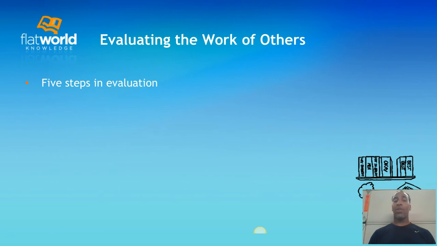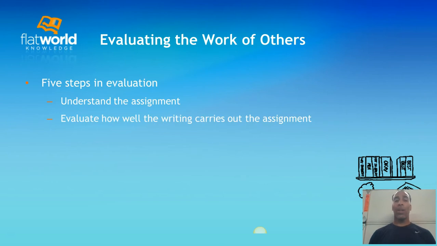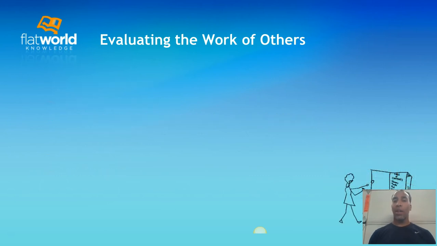Evaluating the work of others. So there are 5 steps in evaluation. So 1, you want to understand the assignment. If you don't understand the assignment, then how can you truly evaluate it and be helpful to them? Evaluate how well the writing carries out the assignment. Evaluate assertions. Check the facts, right? Now we're double checking facts. Look for errors. Are there errors here that need to be corrected, right? You're taking basically a red line, a red pencil to the document.